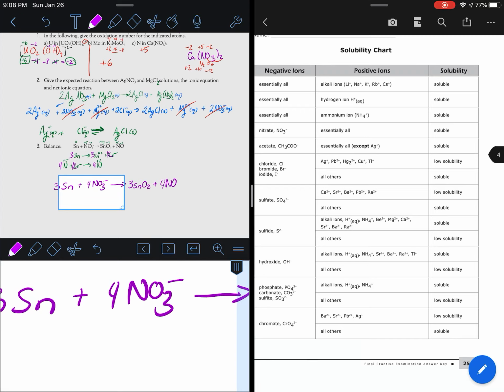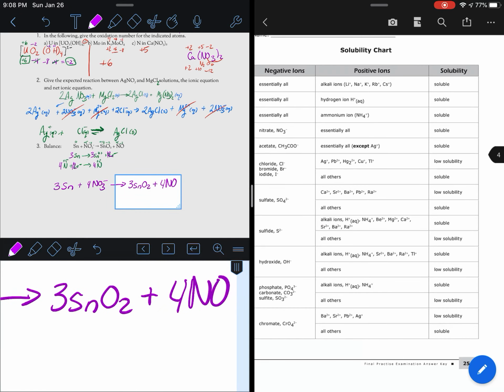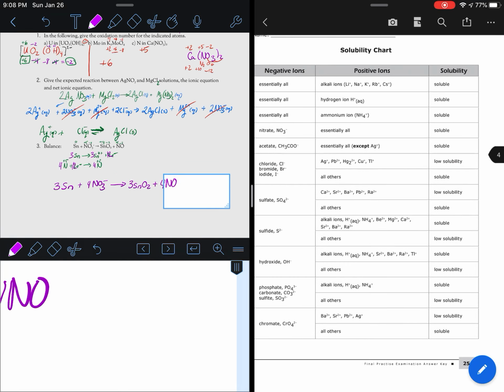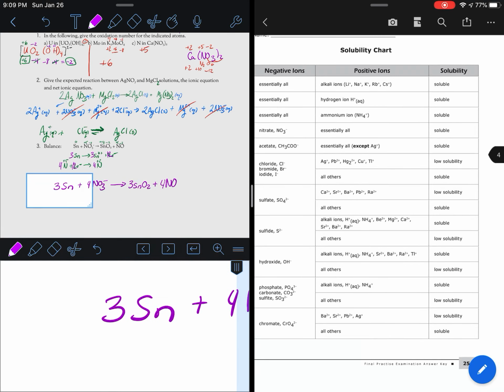And I'm just going to look at this because I think we might have an oxygen imbalance here. We've got 12 oxygens on the left. We have 6 plus 4, so 10 oxygens. So we ran out of oxygen somehow. There is a section we didn't talk about called balancing in acids and bases. And in this case, we would probably balance this with an acid.